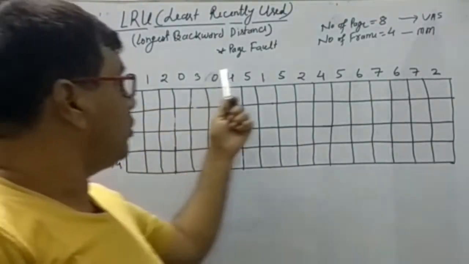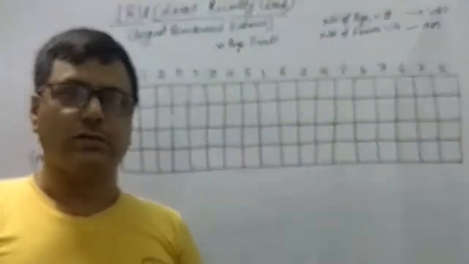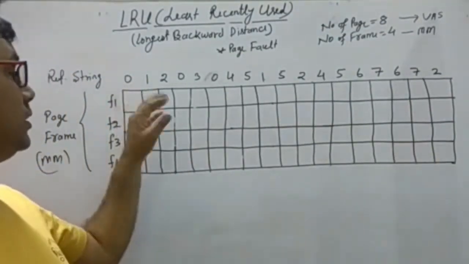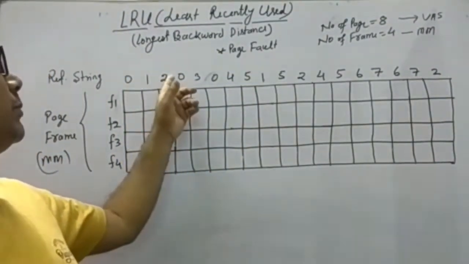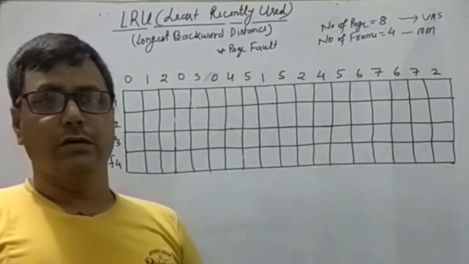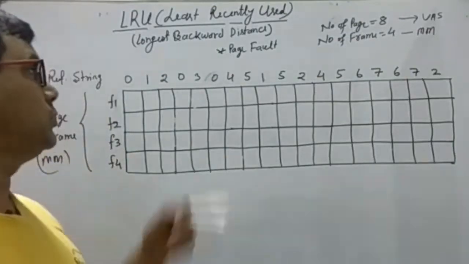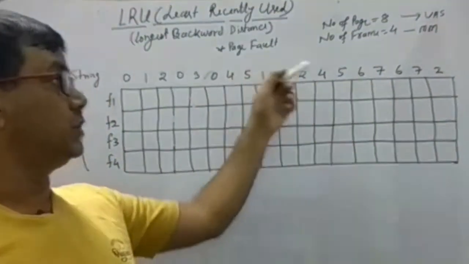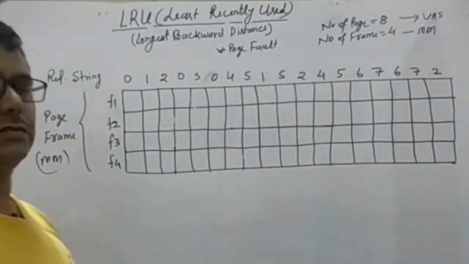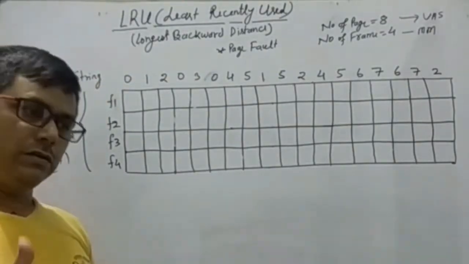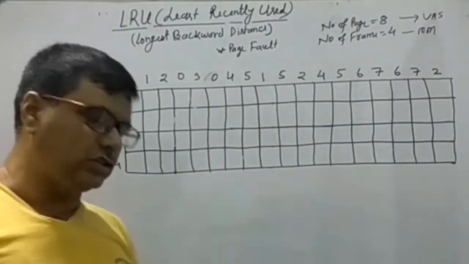And this is the order of the pages requested by the CPU. That means the CPU is requesting pages in this order: first page number 0, then 1, then 2, then 0 and so on, because to execute the corresponding process, the CPU requires these pages. So this is known as a reference string. Reference string means the order of the pages requested by the CPU to execute.